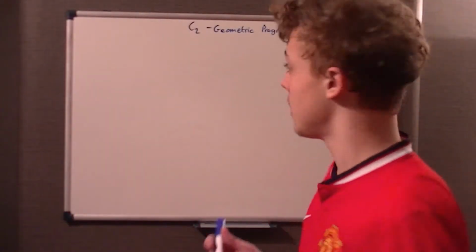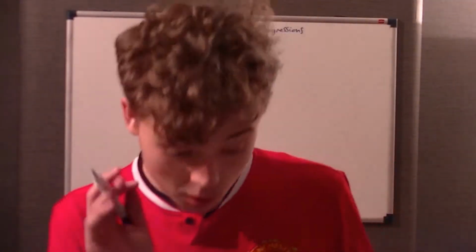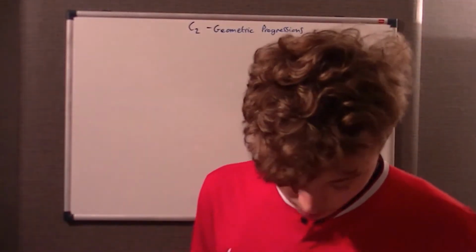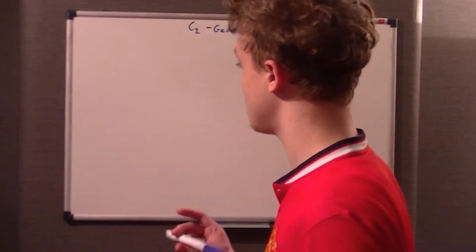Well, this is C2, so we are increasing or decreasing by a certain factor, times a factor. So if we times it by 2, each one is doubling. There's a few things we need to get to grips with. I'm going to show you how to create this formula instead of throwing it straight at you.